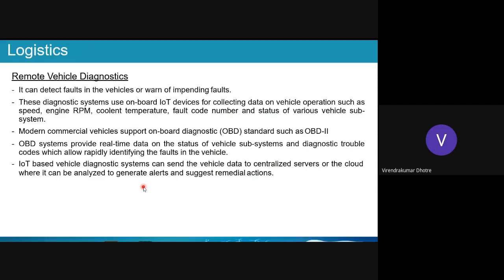There is also onboard diagnostics, OBD 1 and 2. Modern commercial vehicles support onboard diagnostic systems. This OBD system provides real-time data on the status of the vehicle and its entire subsystems, and diagnostics, which allow rapid identification of faults in the vehicle. This has started in India also. Many garages have this kind of system, which uses OBD to identify the faults in the vehicle, and those faults are fixed.